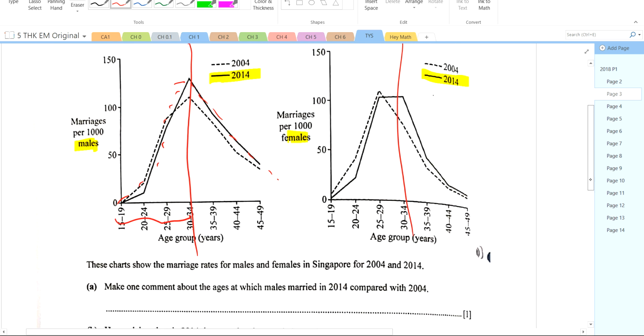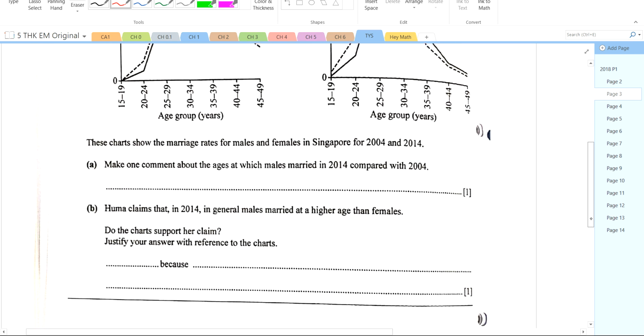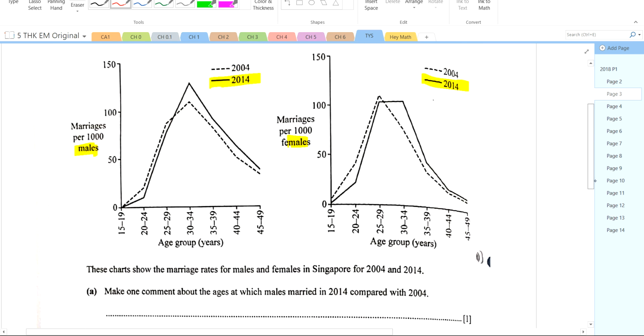This is a 1 mark question. So what are some of the answers that you have? Then let me verify for you. Do you feel that males marry at a higher age than females?